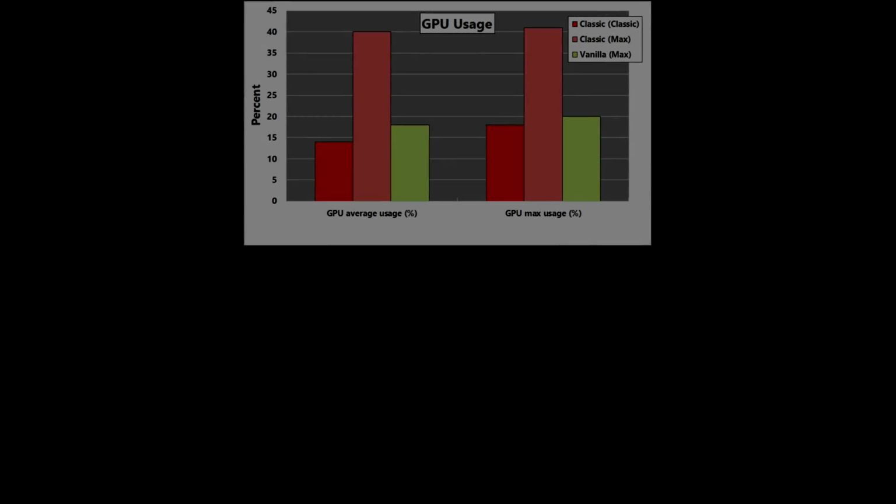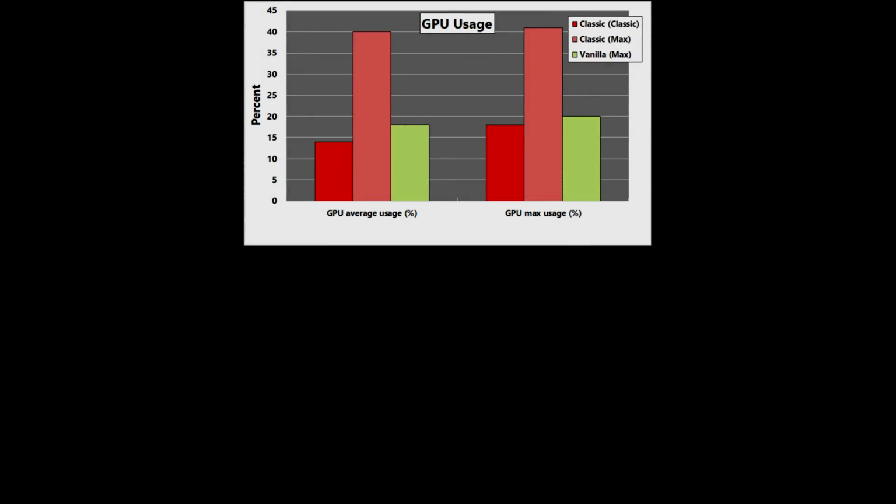I also monitored my GPU and CPU usage during all of these tests, and at the top we can see the GPU usage. The red bar indicates the Classic client with the Classic options enabled, the pink bar in the middle indicates the Classic client with maximum settings enabled, and the green bar on the right indicates the Vanilla client with maximum settings enabled. Now what I thought was interesting is that the Classic client with the Classic settings and the Vanilla client with the maximum settings are actually fairly similar.